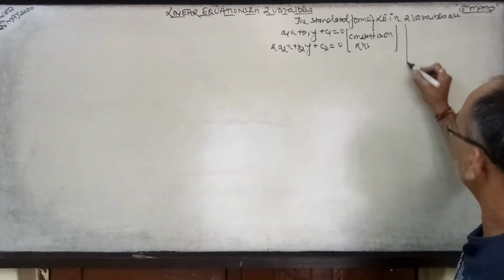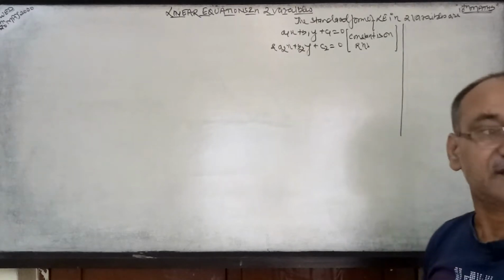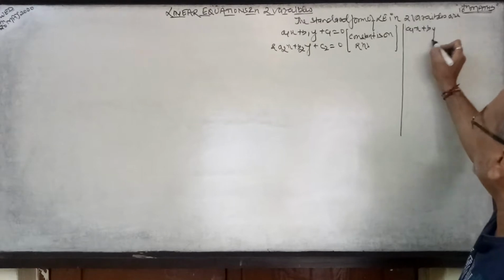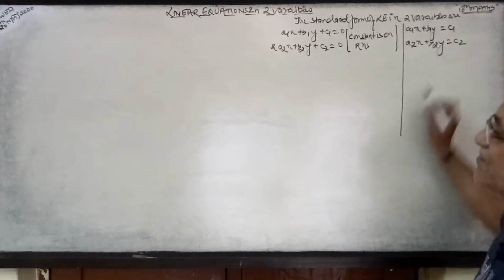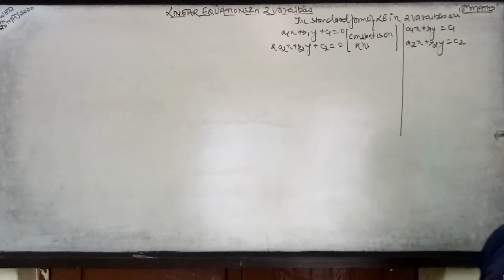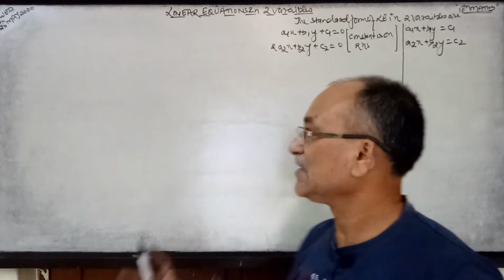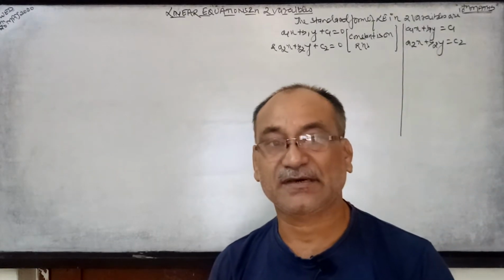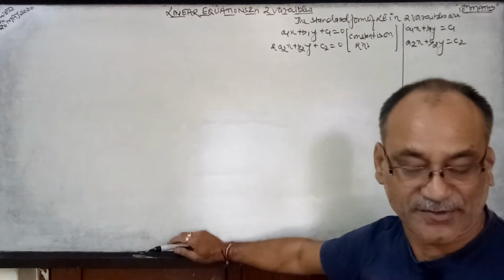But some writers like Manjeet Singh sir always keep a1x plus b1y equal to c1 and a2x plus b2y equal to c2. He keeps the constant on the right hand side, while NCERT keeps the constant on the left hand side, which you are looking at. This is the standard form.